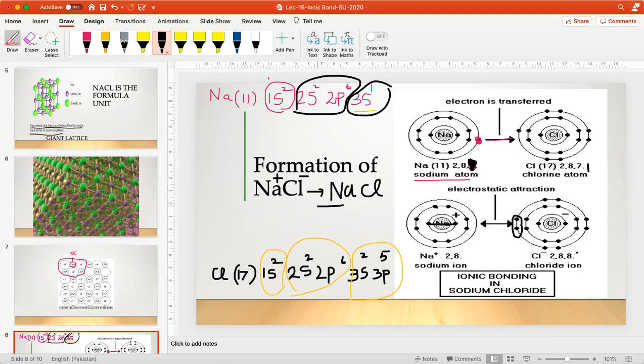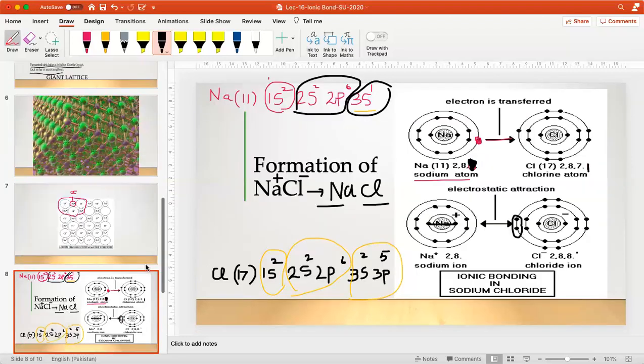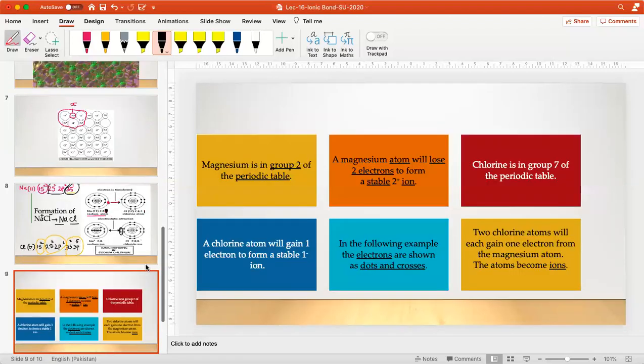Sodium is metal and chloride is non-metal. So ionic bonds are formed. This is all about it.